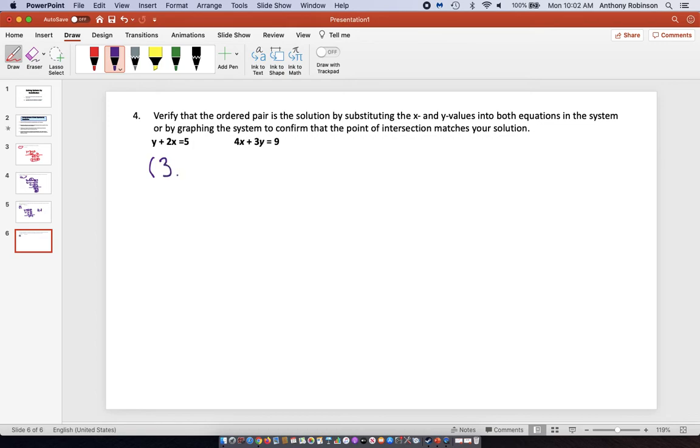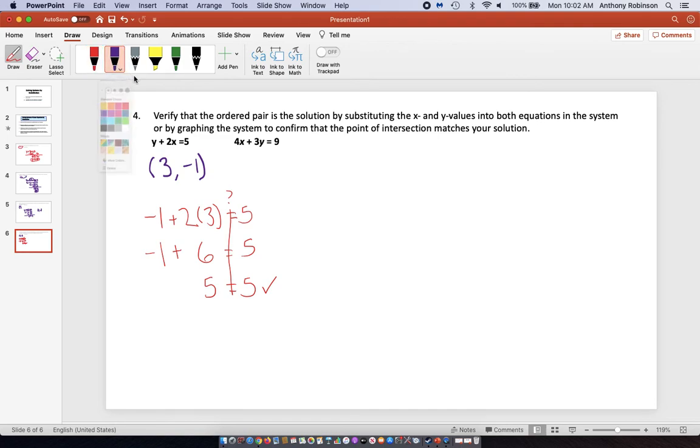My point is 3, -1. Okay, so I'm going to plug that into both equations. I'll do the first one in red. So for y, I'm putting in -1. For x, I'm putting in 3. So you'll notice that the y is now there, the x is now there, -1 is just -1, 2 times 3 is 6. -1 plus 6 is 5. 5 equals 5. Okay, so I verified that solution for my first equation.